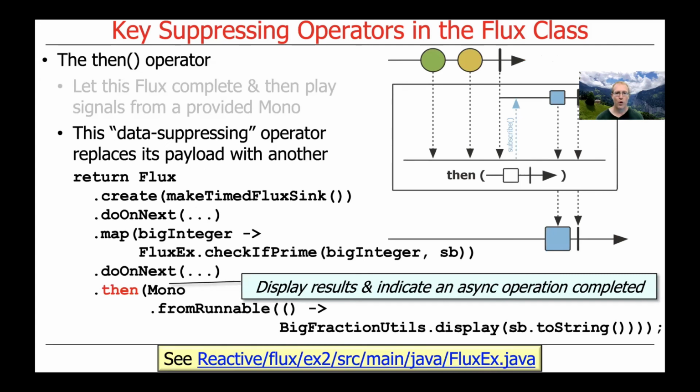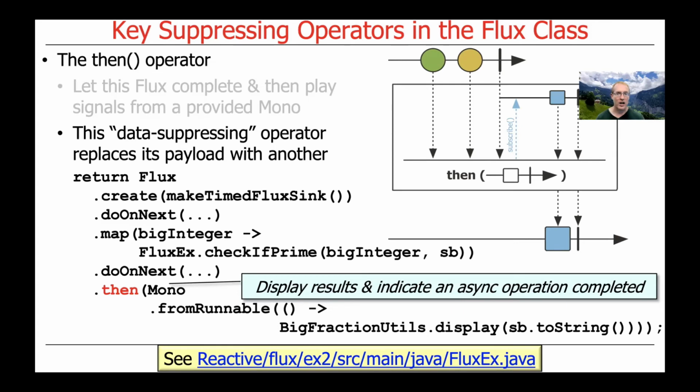Now, why would you ever want to do this? Well, that's a great question. So here's an example that we'll look at shortly when we get into our case study, where we're going to use this to suppress the output from one stream, from a flux, and then replace the payload with a different output. So what we're doing here is we're checking if a bunch of numbers are prime.